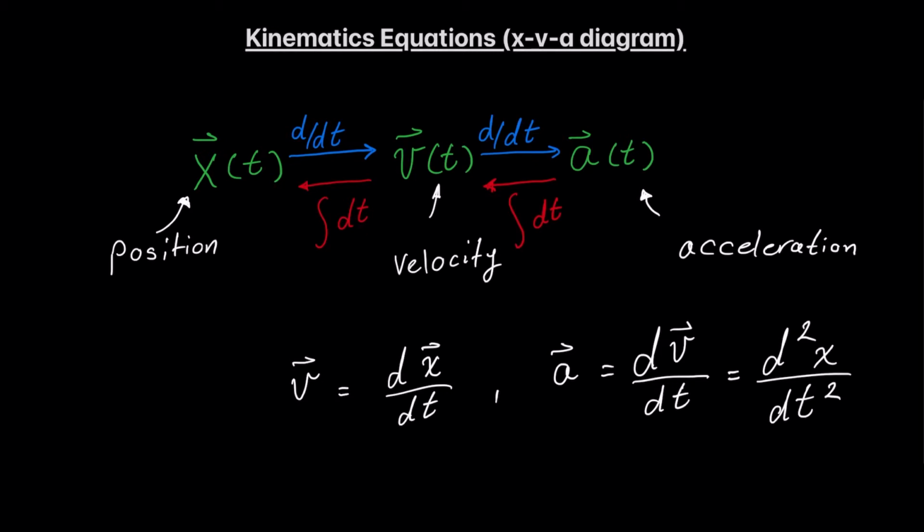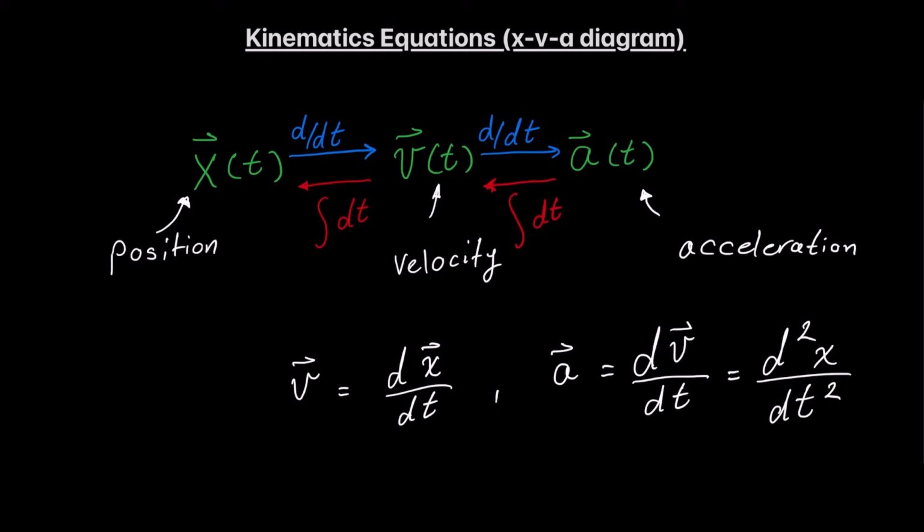This XVA diagram summarizes the entire kinematics. X denotes position, and in one dimension we can plot that x on the y-axis, representing the position of the particle on the number line versus time. V is velocity, which is instantaneous velocity, the time derivative of position, and a is acceleration, which is the time derivative of velocity, the instantaneous acceleration.